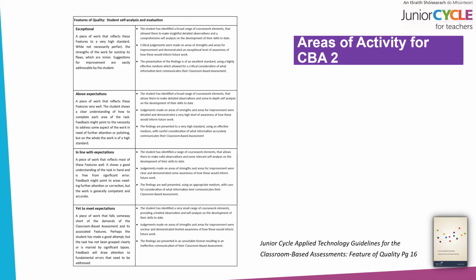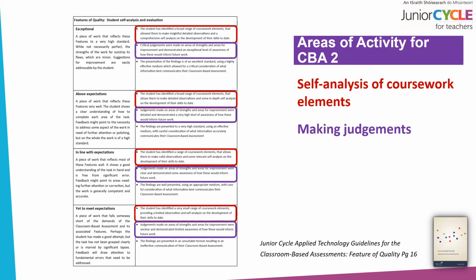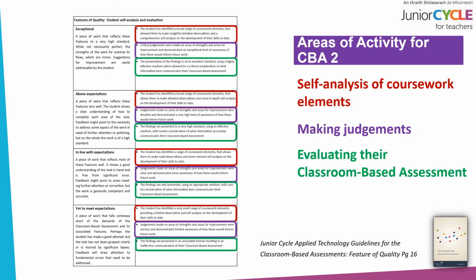To illustrate this further, this slide will show how the three areas of activity carried out by students for CBA 2 align with features of quality for each level descriptor. So area of activity 1, self-analysis of coursework elements, aligns with the first feature of quality in each descriptor. Area of activity 2, making judgments, aligns with the second feature of quality in each descriptor. And area of activity 3, evaluating their classroom-based assessment, aligns with the third feature of quality in each descriptor.